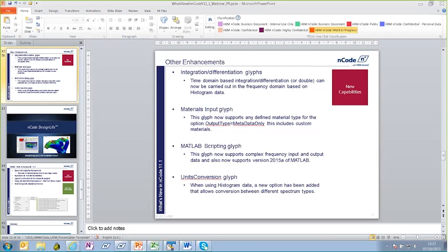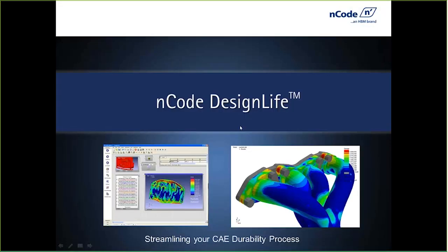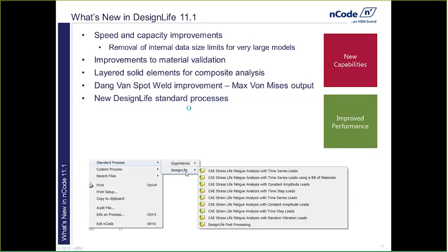Okay, so that covers most of the things that we've added to GlyphWorks. If I now move on to look at DesignLife. As I said earlier, DesignLife is the analysis tool we use within the CAE environment. So in effect, post-processing stress and force results from FE to look at damage calculations in that area. We added quite a lot at version 11 in terms of functionality in DesignLife, and in this release we concentrate more on GlyphWorks. So a few less improvements within DesignLife. But what we've added is some speed and capacity improvements.